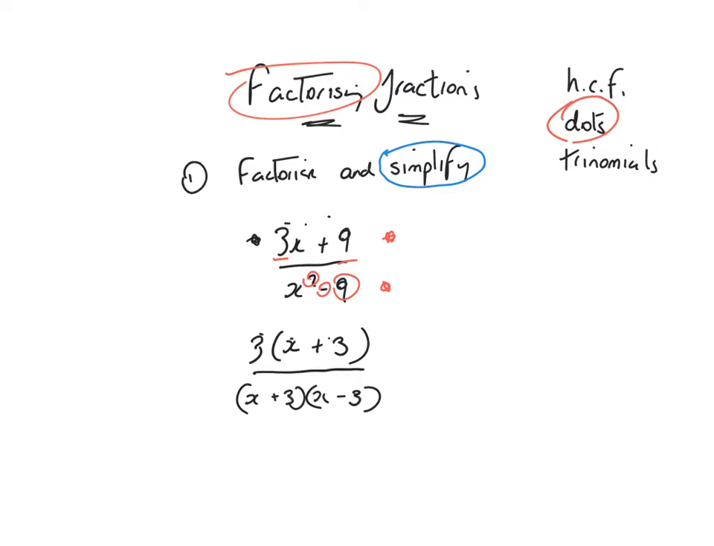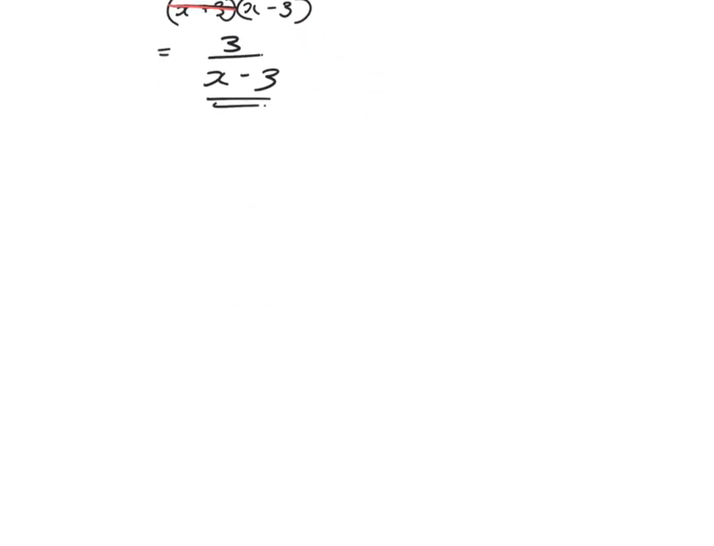What we can then do is cancel stuff from top and bottom. So x plus 3 can cancel with x plus 3 down bottom, which will give me a final answer of 3 over x minus 3. So that's what these questions are about. You factorise the top, you factorise the bottom, and you look to cancel things out. Okay, that's example 1.